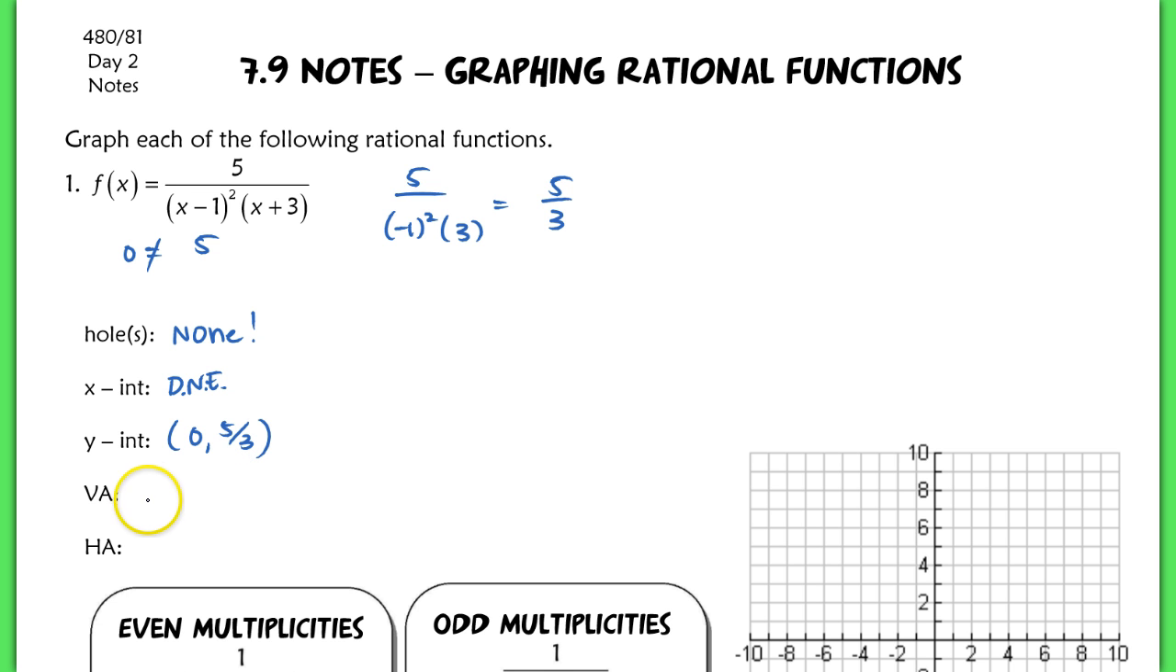I will have two vertical asymptotes. One is going to exist at x equals 1, and the other will exist at x equals negative 3. So they came from here, setting that denominator equal to 0. Now for the horizontal asymptote, the bottom is heavy, so the line is steady at y equals 0.